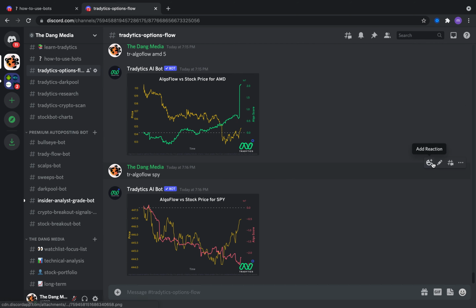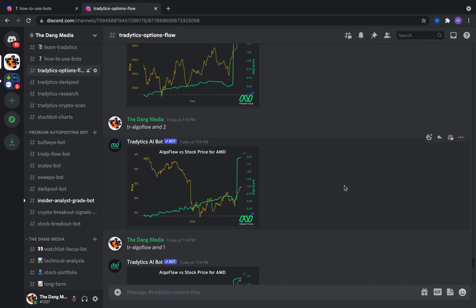So that's Algo score, and when you're using the Algo Flow bot, always check the 5-day first, because you want to see the stock and the Algo Flow zoomed out, and then once you see the big picture, you can zoom in. Sometimes it'll be bullish on the 5-day, but bearish on the 1-day. What that means is, when you're looking at a 5-day chart, the overall trend is still up, but when you zoom in, it's showing a downtrend on a smaller time frame.